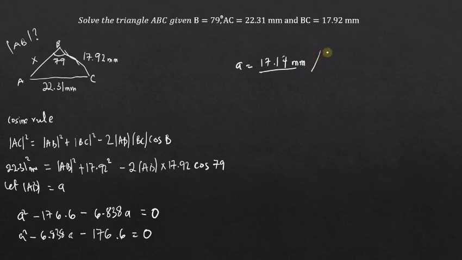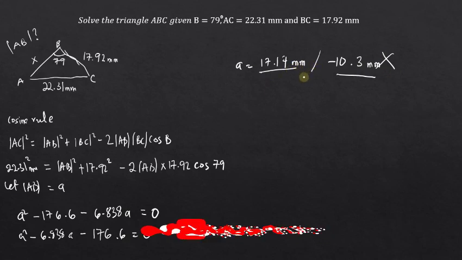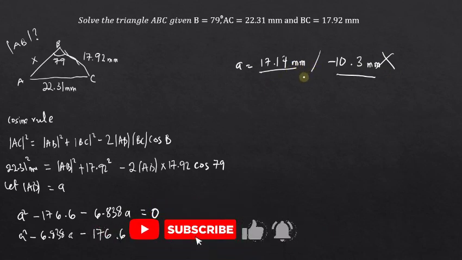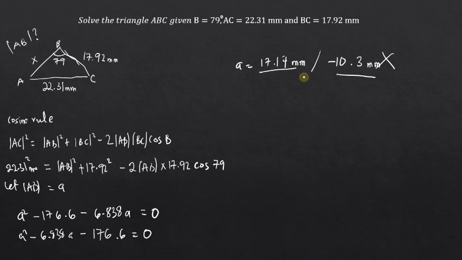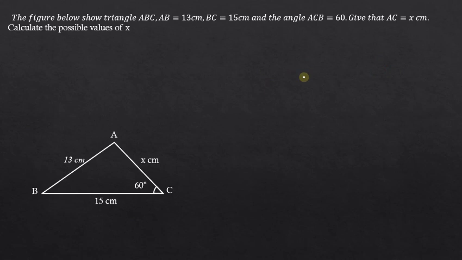You get two answers. The other answer is negative 10.3 millimeters. But the length cannot be negative, so we will not take this one. We'll only focus on the 17.14 millimeters. Okay, so that's how you go about it. We use the cosine rule to solve this kind of question, and we have solved some examples when we were talking about the cosine rule. Okay, now let's move to our next question.